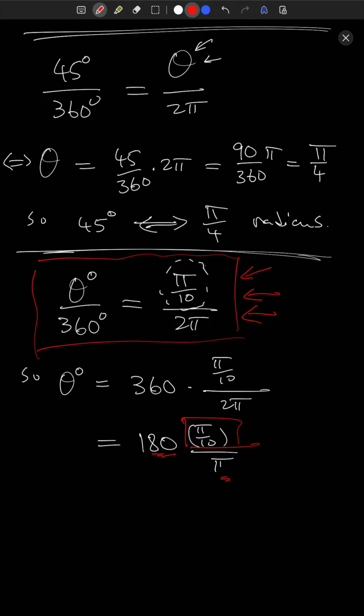In any case, if we simplify this, the pi's are going to cancel, the 180 and the 10 cancel, so this is going to be 18. So we end up with 18 degrees. And so pi over 10 radians is the same as 18 degrees.